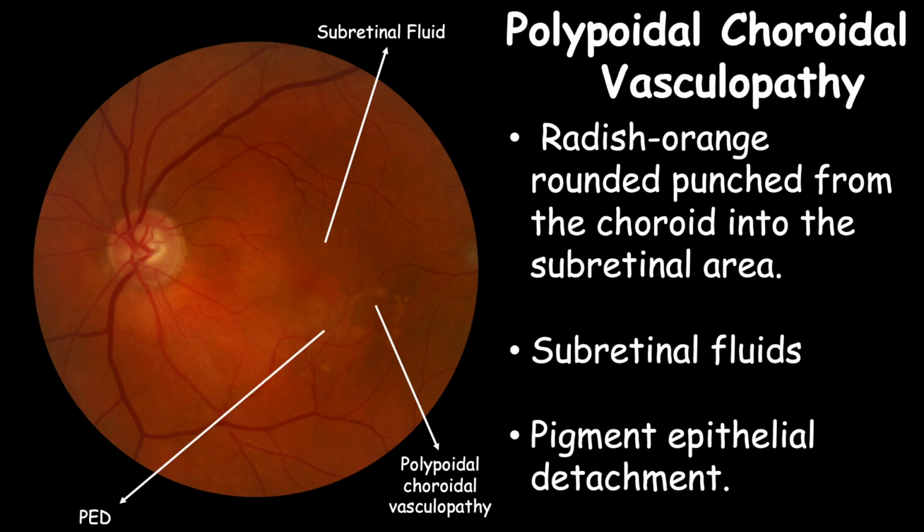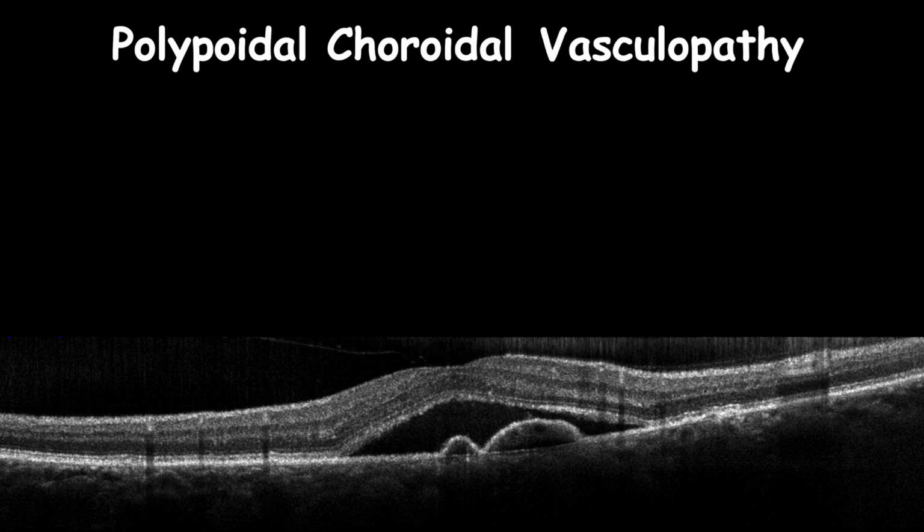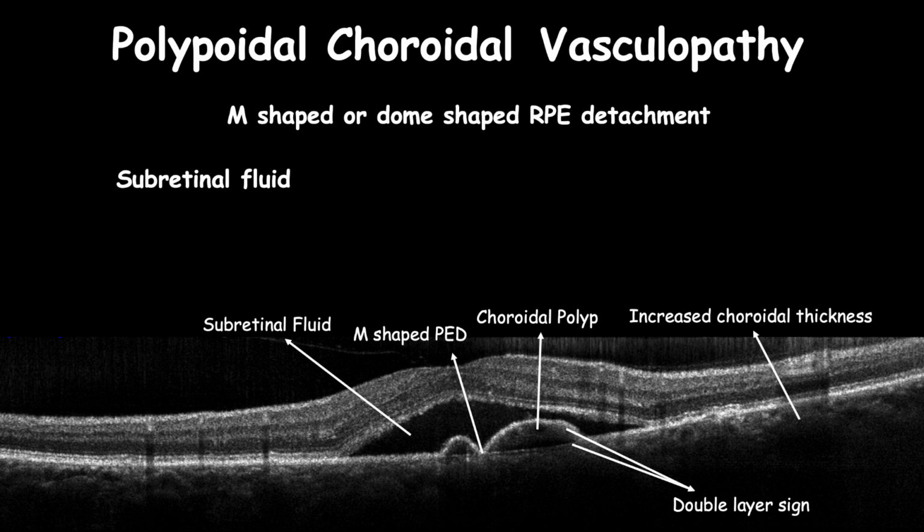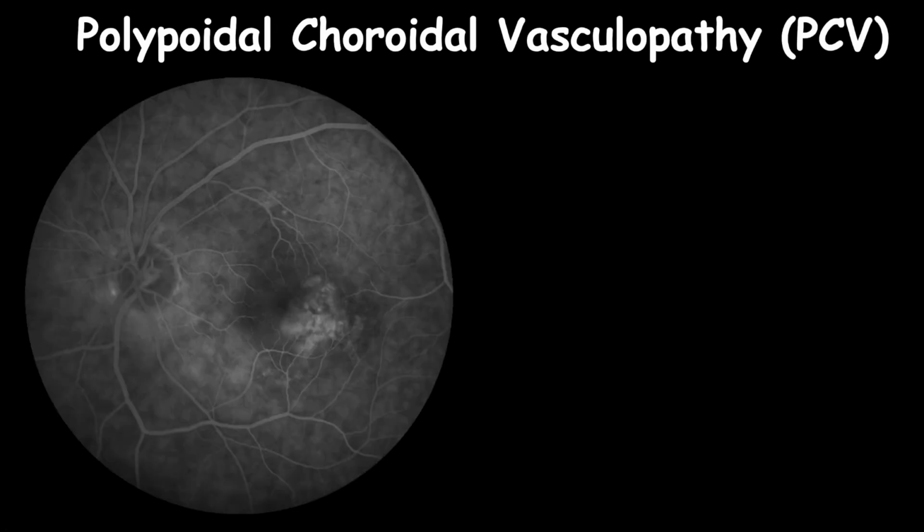On OCT, polypoidal choroidal vasculopathy appears as M-shaped or dome-shaped elevation of RPE with visible choroidal polyps, which adhere to the RPE and may have clear fluid or hemorrhage beneath it, with prominent Bruch's membrane, forming a double-layered sign in the absence of blood, along with subretinal fluid and, less commonly, intraretinal cyst formation, and thus may explain better visual prognosis in some cases.